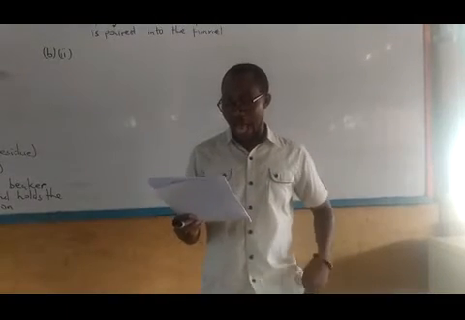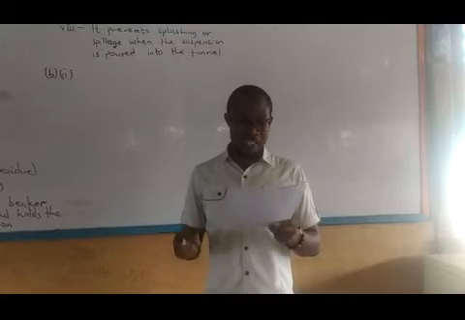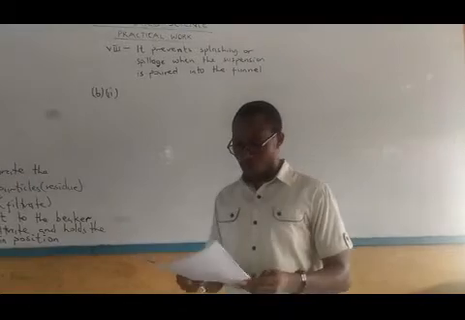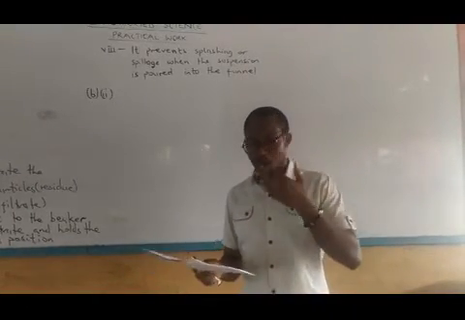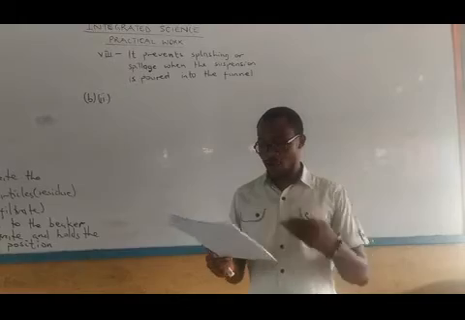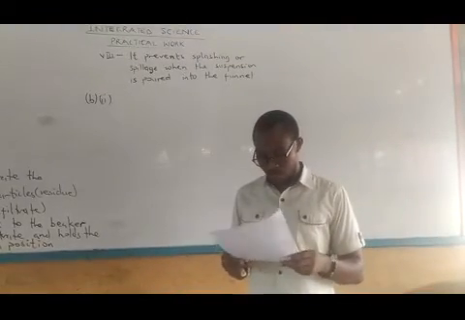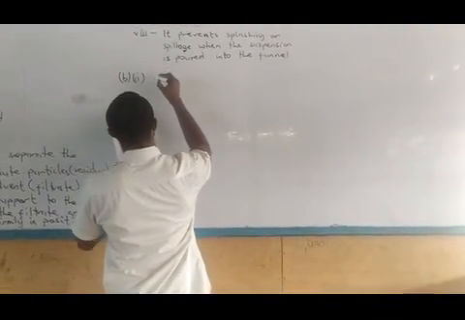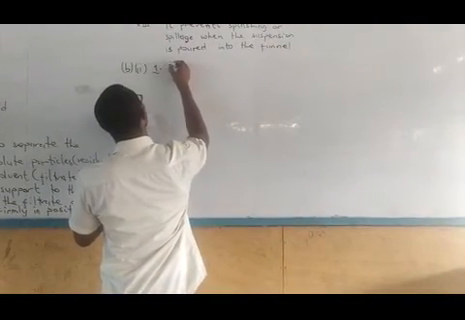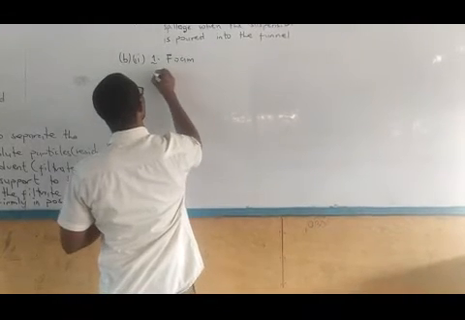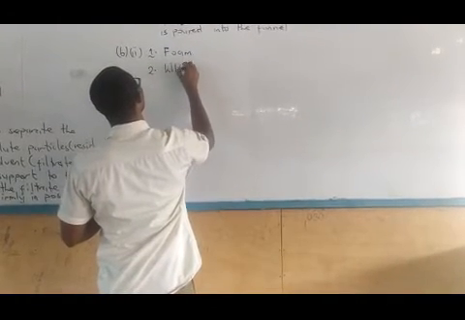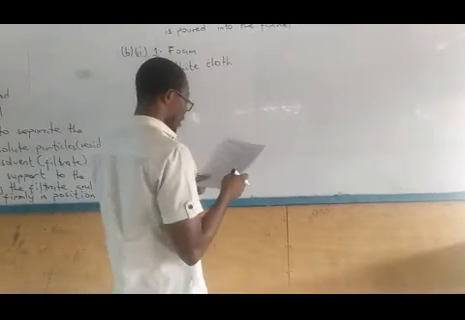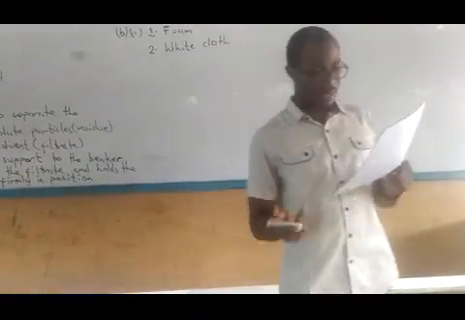Question BII says we should name two materials that can be used for the part labeled V. So apart from the filter paper, you can also use foam. You can also use a white cloth. So one, foam. And then two, white cloth. Okay.